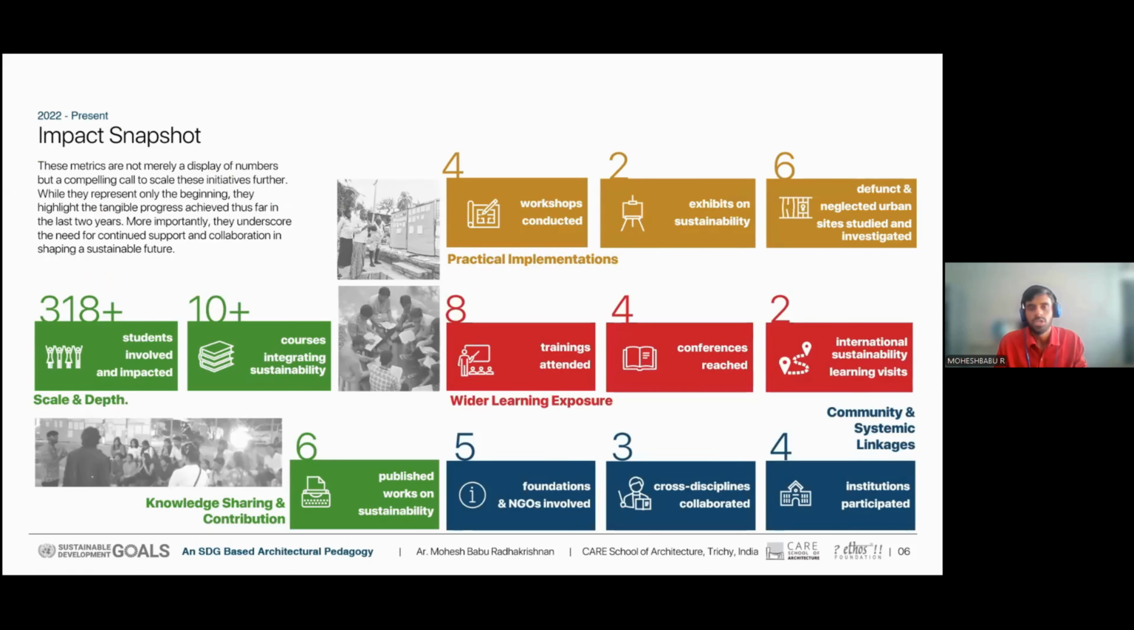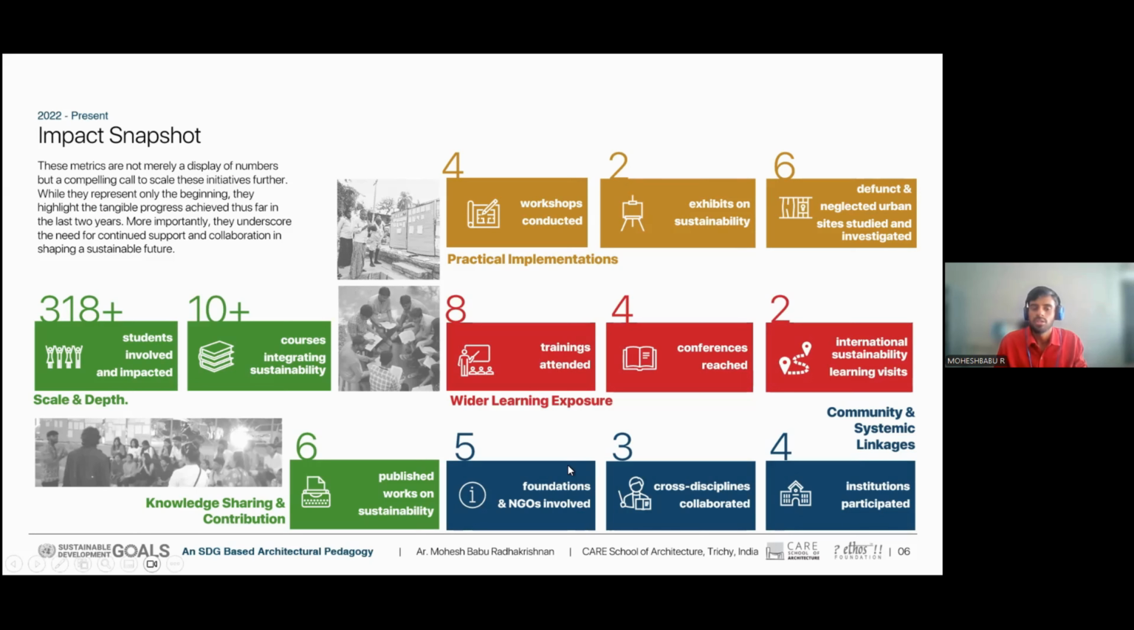I wanted to give you a quick impact snapshot where these metrics are not merely a display of numbers, but they are a compelling call to scale these initiatives further. While they represent just the beginning, it is very important that they highlight the tangible progress achieved thus far in the last 2 years. Most importantly, they understood the need for continued support and collaboration in shaping a sustainable future.